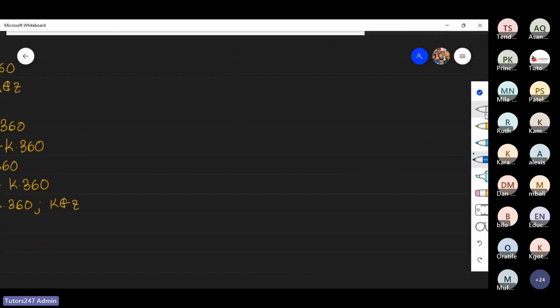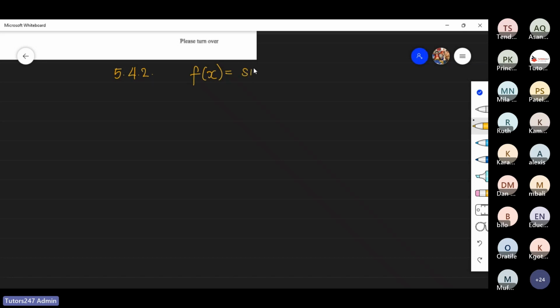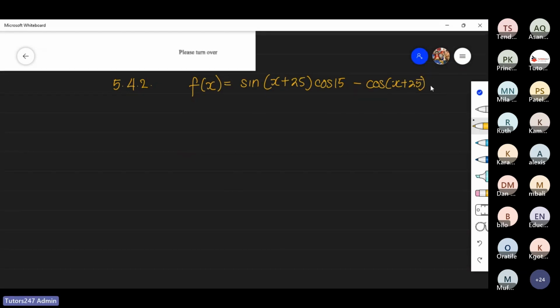So this is question 5.4.2. We've got f of x equals, and we had that whole long equation, which was sine of x plus 25 cos of 15 minus cos of x plus 25 sine of 15.